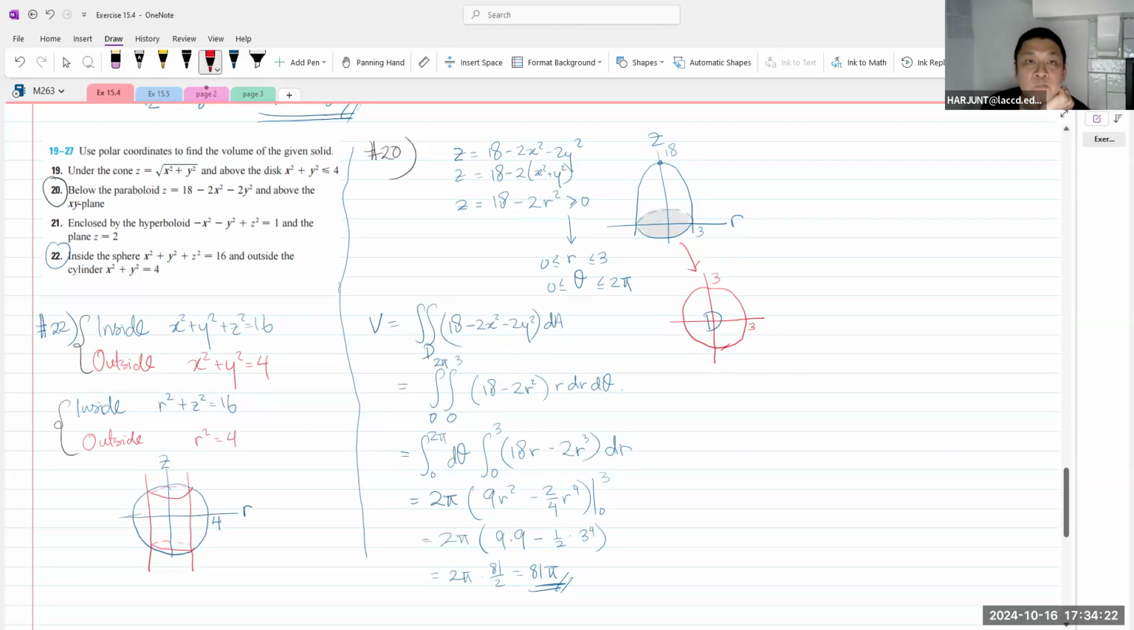Can you imagine? Inside the sphere, outside the cylinder. It's like you have a ball, but you cut the middle part away. We are talking only about this part here, but you revolve that. Okay, inside the sphere, outside the cylinder.